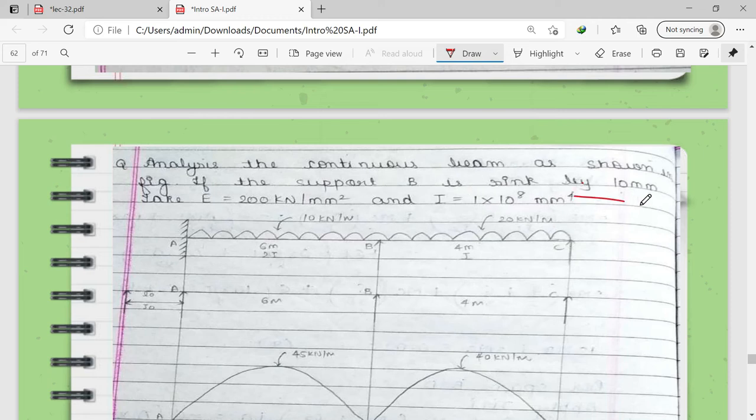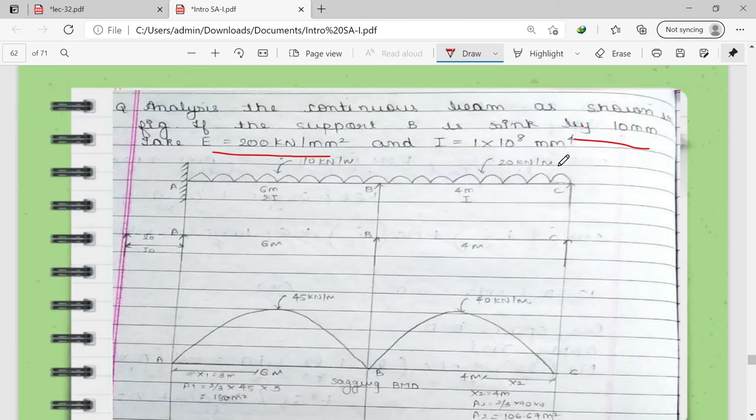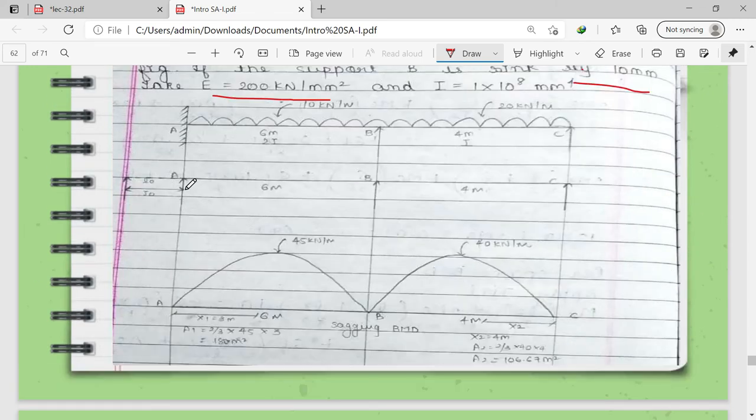Sinks by 10 mm, and the E value is considered as 200 kilonewton per mm square, and the I value is 1 into 10 to the power minus 1 into 10 to the power 8 mm to the power 4. And here one fixed support is there, and support C is a free support.